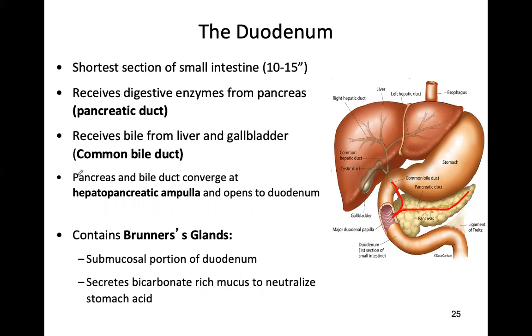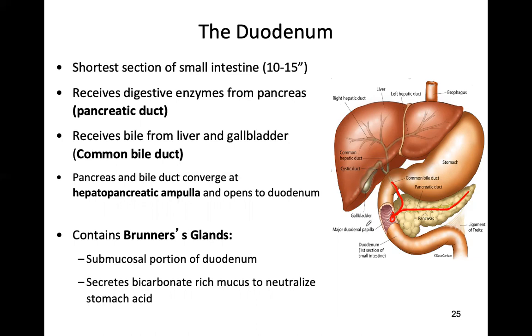So pancreatic duct and the bile duct converge at one point, which is right here, and this point is referred to as the hepatopancreatic ampulla. Again, this is the opening, the enlargement, where the pancreatic duct and the common bile duct enters the duodenum. And we'll talk about why we need to connect pancreas, gallbladder, and liver into our duodenum in just a minute.